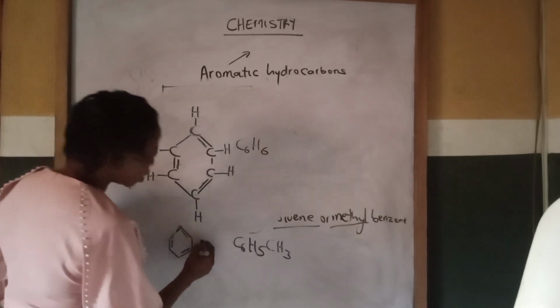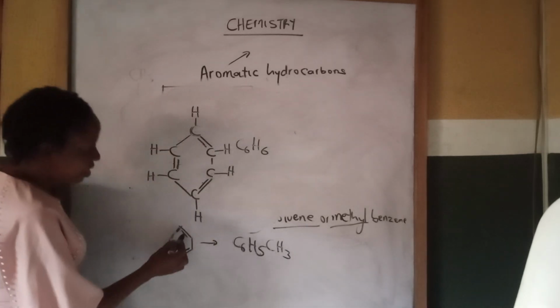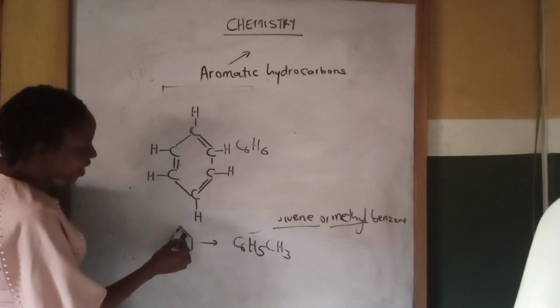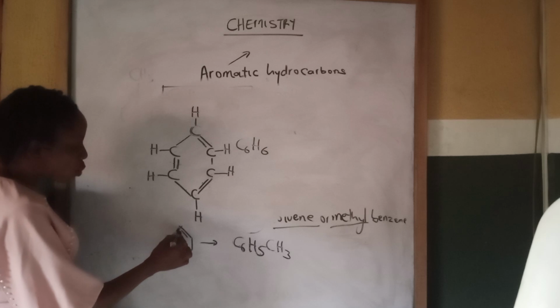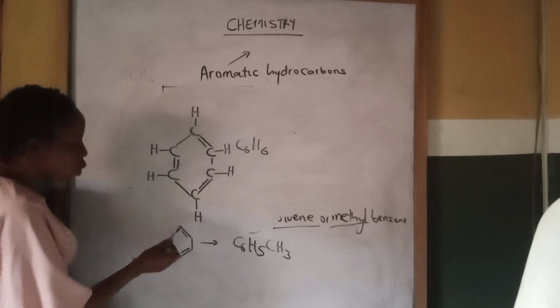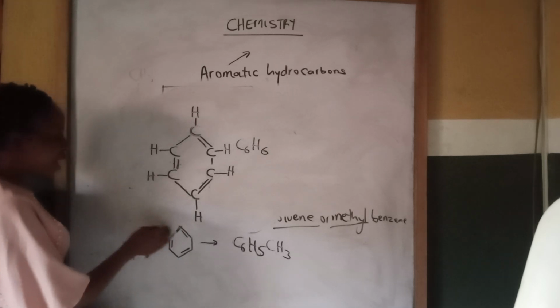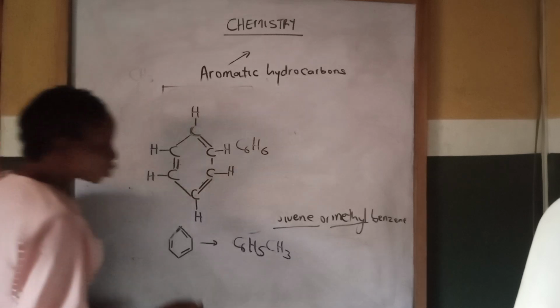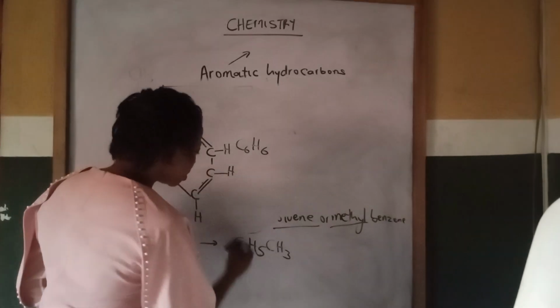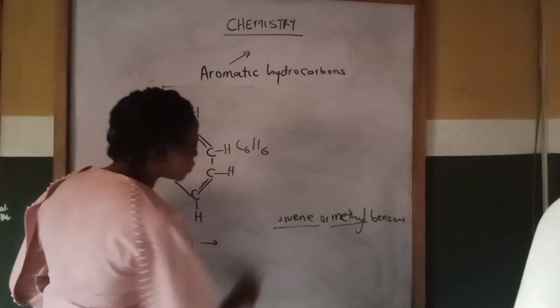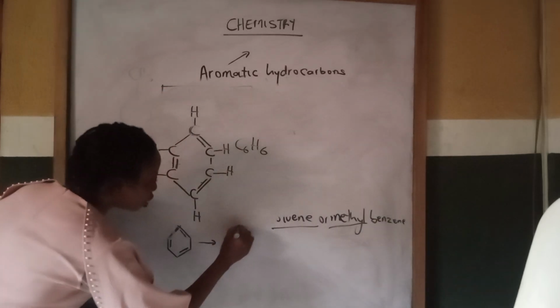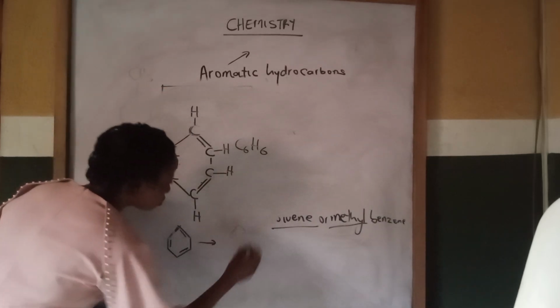Then the second one is the position. The double bond is at this side. Then it is possible to start putting the double bond at the left hand side. So if I start putting my double bond at the left hand side, the structure will be in this form.